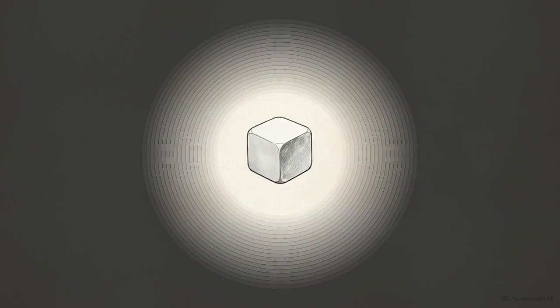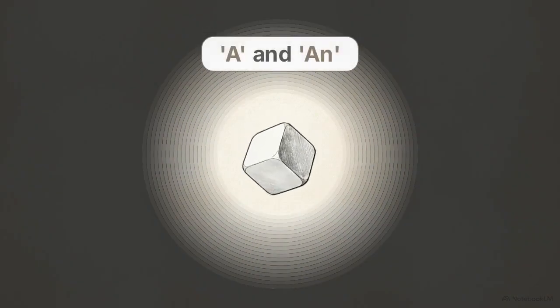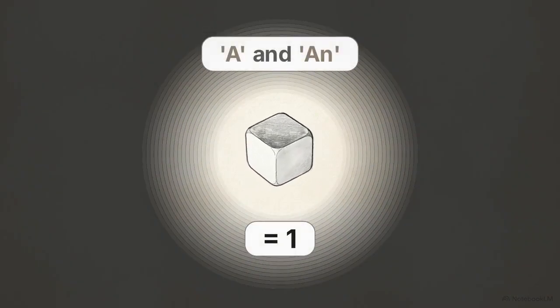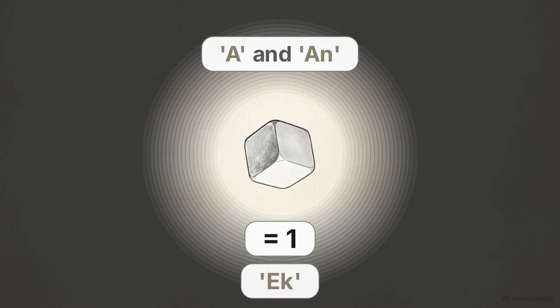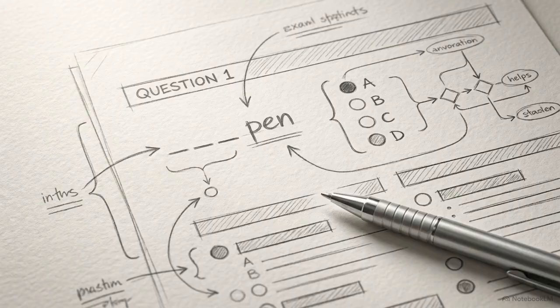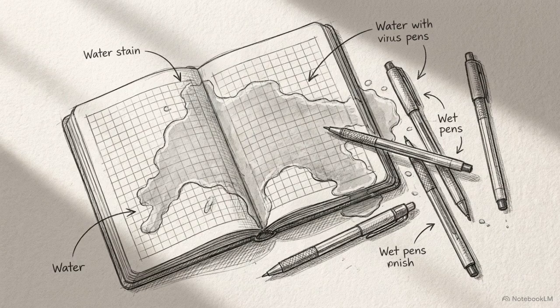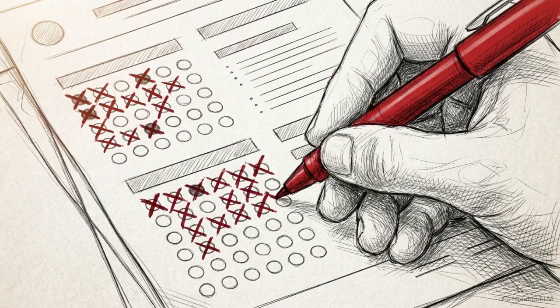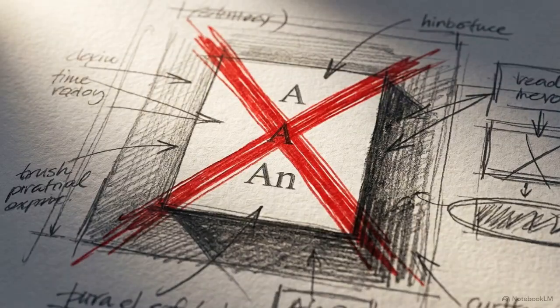The most important thing to remember is that a and an have a mathematical value. In Gujarati, they literally translate to the word ek, the number 1. Because they represent a single unit, they can only be placed in front of nouns that are both singular and countable. You can have a pen or a boy. So if the test question asks you to fill in an article for a plural noun like boys or an uncountable noun like water, you instantly eliminate a and an from your options.